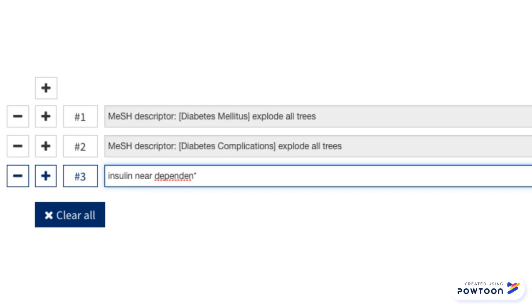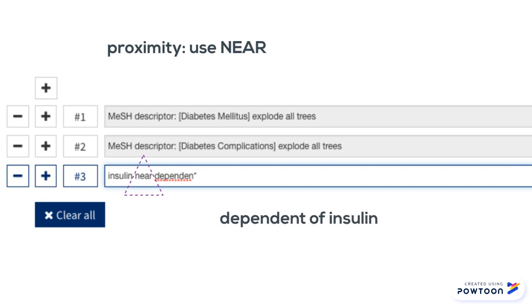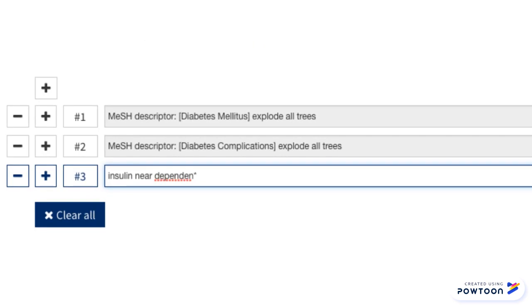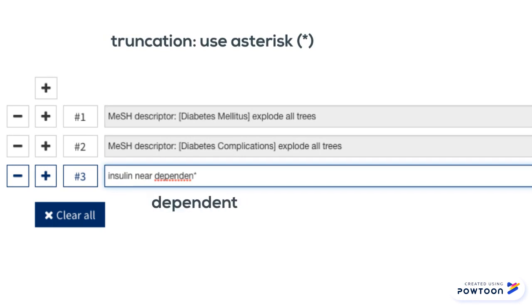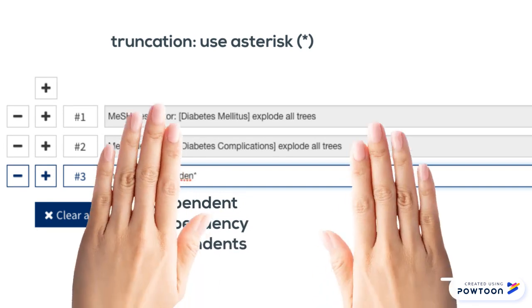For the third line, I would add 2 different tools. One is proximity, so I want to look for insulin dependency and I want insulin near dependency. So it could be dependent of insulin or insulin dependency in either order. The second tool I am using is truncation, and that asterisk after dependent is telling the database to match all terms beginning with that word root.